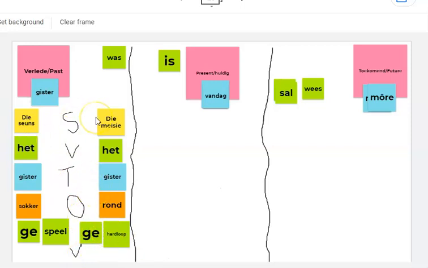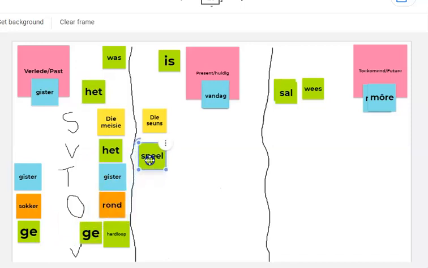So let's see how it works if we throw these sentences into the time traveling machine. I'm starting with the first one. We'll do the second one a bit later. So die seuns. Now, remember het can't go there, so het needs to stay behind. But what happened? Het kicked speel right to the end. So speel says, yippee, I can go back to my normal place. Gister can't go past there. Oopsie daisy, so it needs to be changed to vandag.